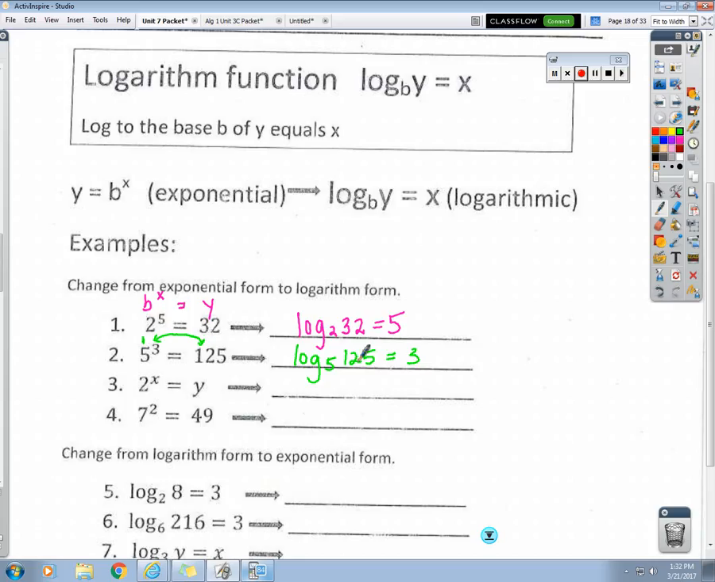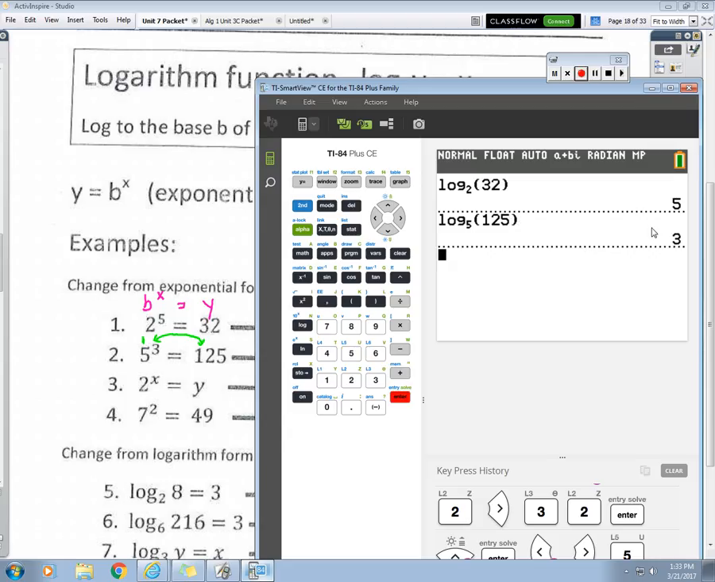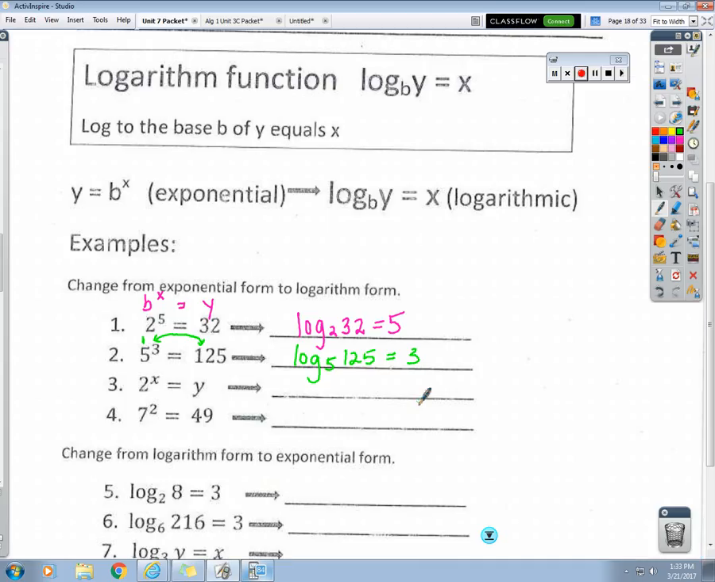And then you can check it. Just type in log base 5 of 125 and make sure it says 3. So I'll just copy and paste. Log base 5 of 125. And it says it equals 3, just like we said it does on our paper. So that means we did it right.